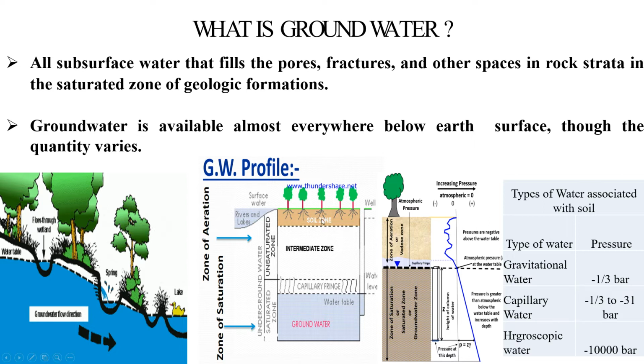The soil zone is between the ground surface and the root zone. It is known as the soil zone. The intermediate zone is between the soil zone and the capillary zone. In this unsaturated zone, you have three phases: air, solid, and liquid. But in the saturated zone, you have only two phases: solid as well as liquid.